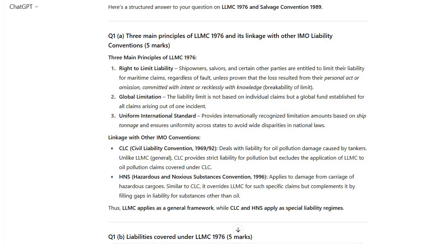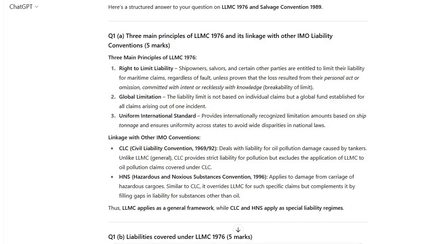And then there is the HNS Convention, Hazardous and Noxious Substance Convention 1996, which applies to damage from carriage of hazardous cargo, similar to CLC. It overrides LLMC for such specific claims but complements it by filling gaps in the liability for substances other than oil. Thus, LLMC applies as a general framework while CLC and HNS apply as a specific liability regime. These points are quite important.